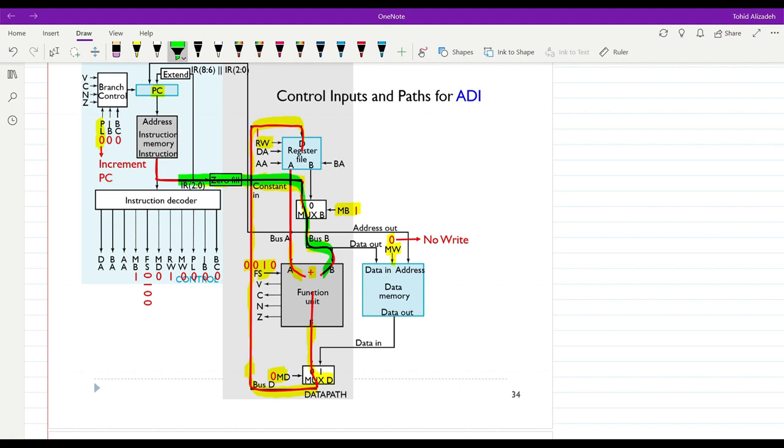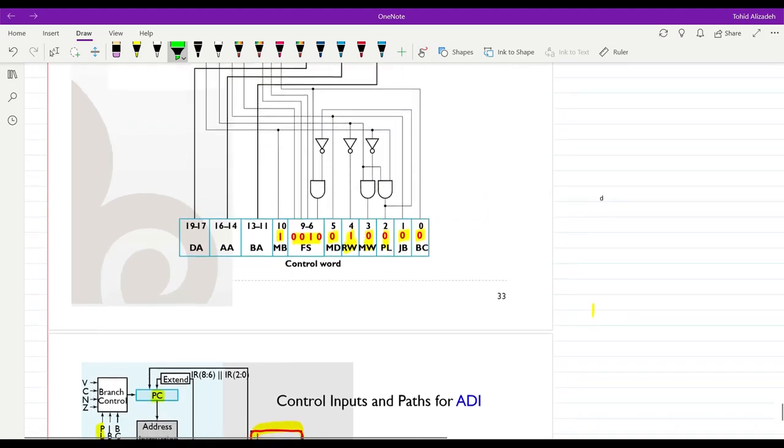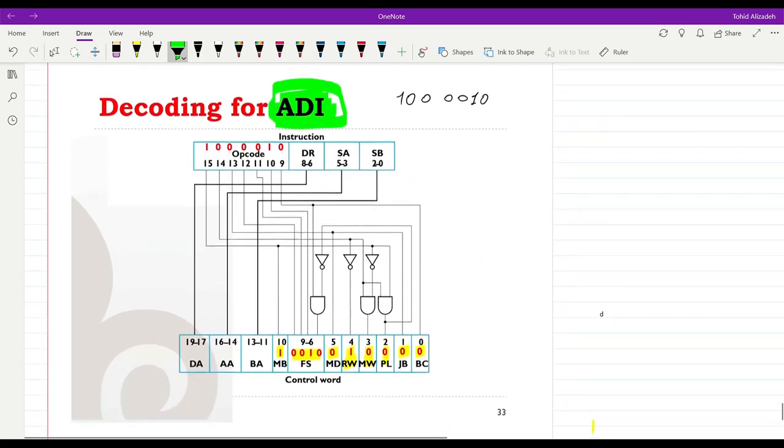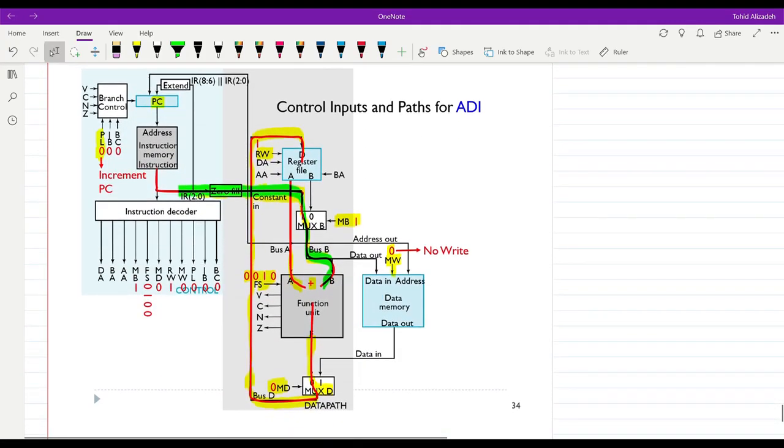Since the control signals are set like this, the instruction will be performed and we will have the constant value added to the data that we have in bus A, which refers to one of the registers with the address that we have for AA, and then the result of the addition will be loaded into the register with the DA as the address. So that's what we get for the add immediate.